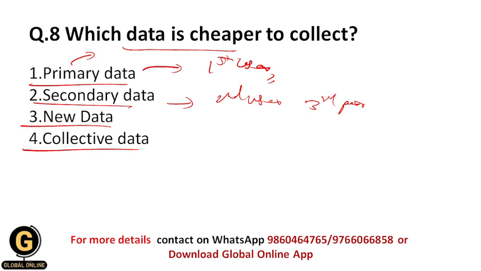Okay, so the secondary data collection method does not require that much funding, but the primary data collection method requires lots of funding. Okay, and that's why your correct answer should be 2.